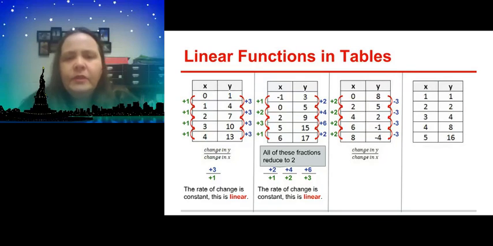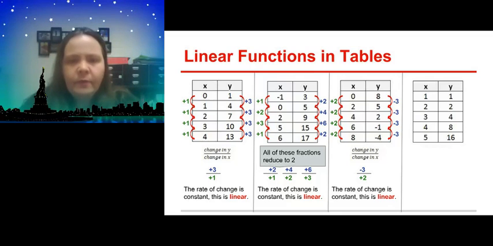So when we look at the change in y over the change in x, we're going to see that we have -3 over +2. And it's okay that the rate of change is negative. That would be a -3/2 or a -1.5. But it is constant. And that's the important part for a linear function. It has to be constant. So here the rate of change is constant, so this is linear.